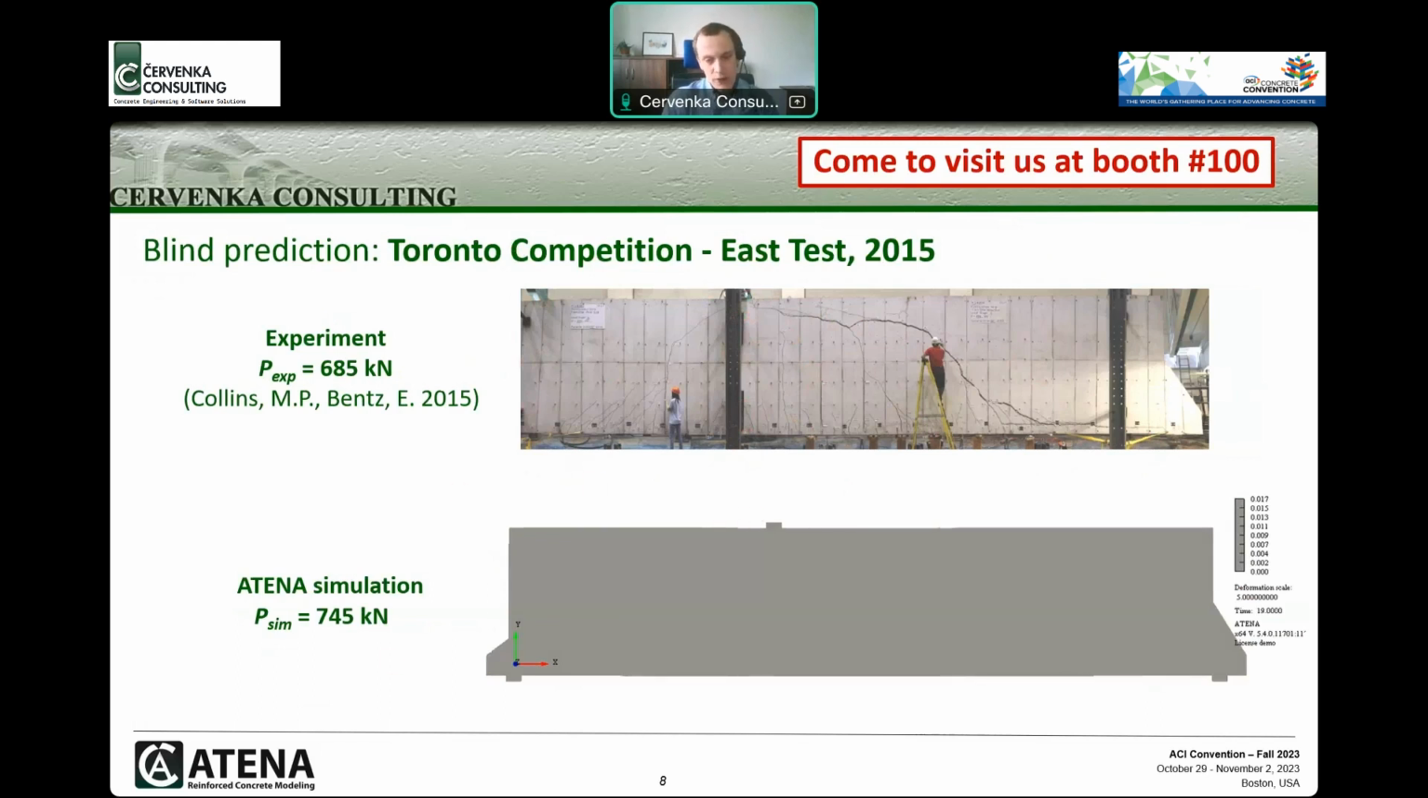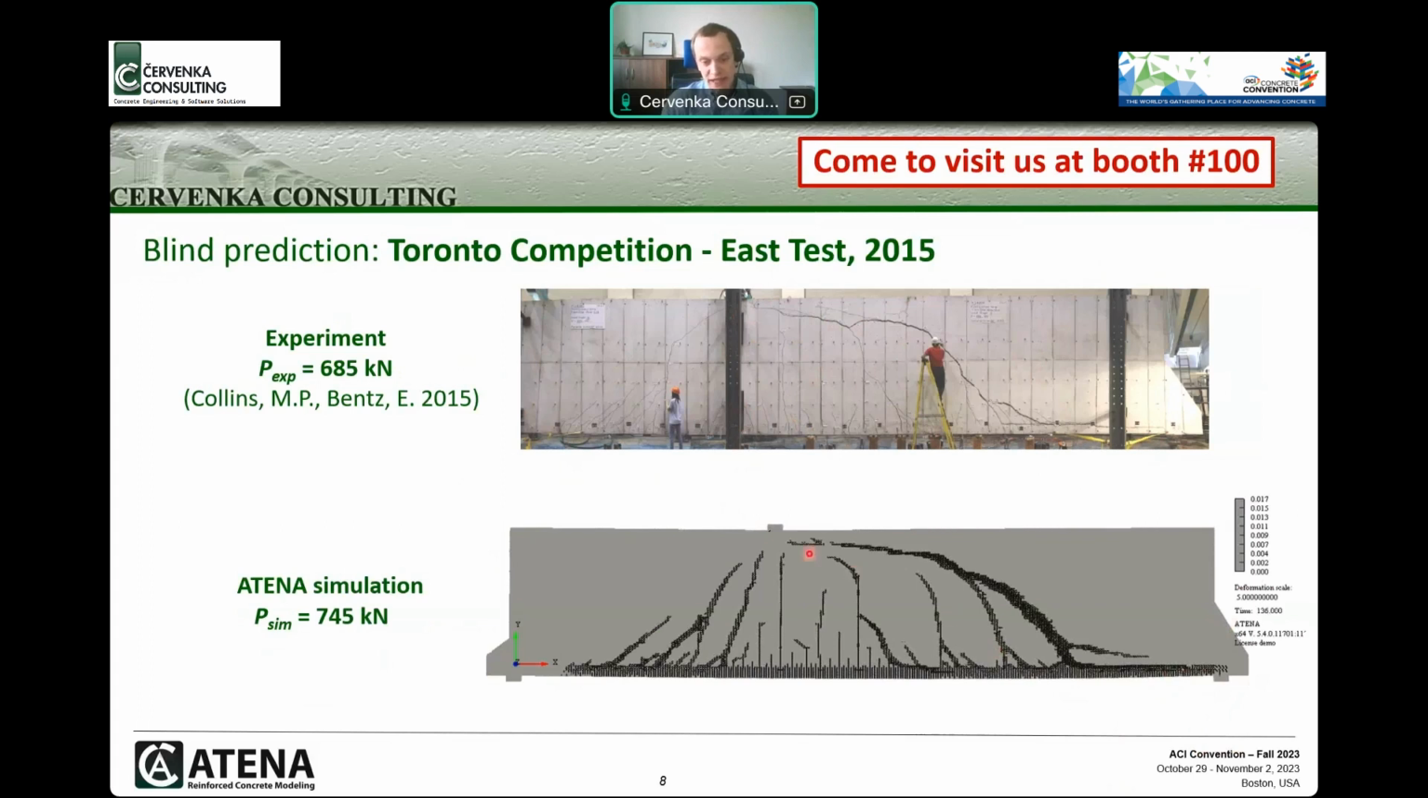On the bottom, you can see the result of our simulation, which we provided for this blind test prediction. Now you can see development of tensile cracks, which will soon start to connect into a shear crack. You can see that the shear crack is now forming on the right side of the beam, resulting in the failure.